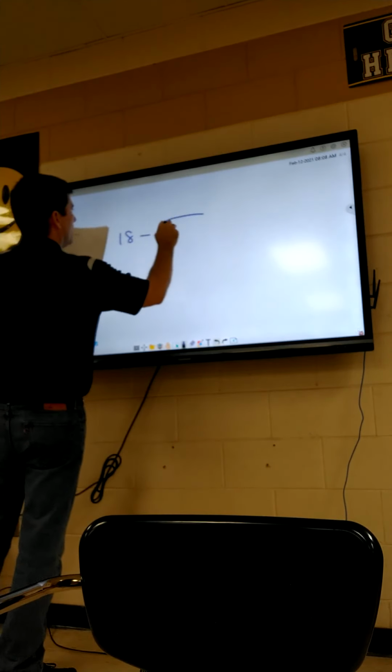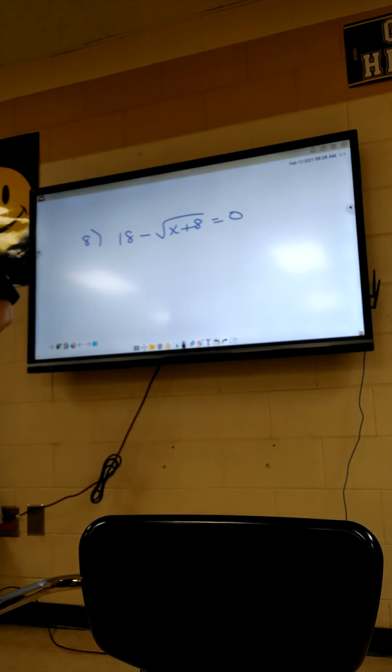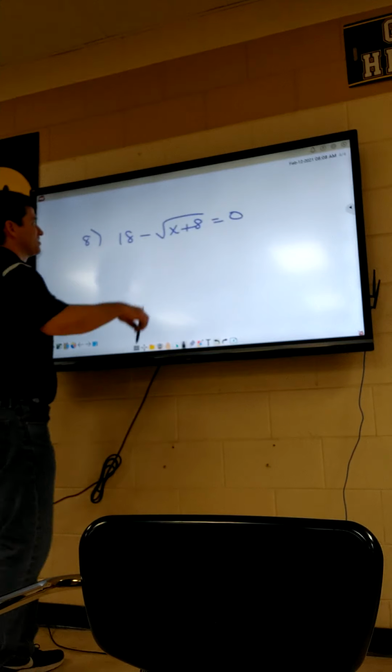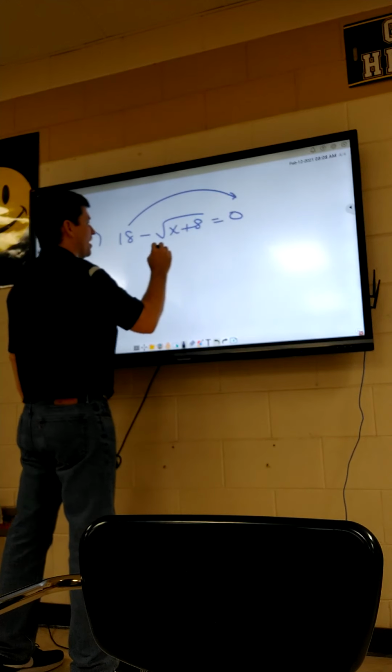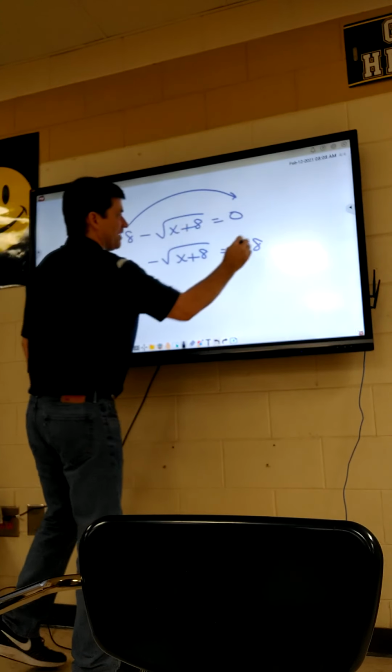18 minus x plus 8 equals 0. All right, what I say on the last problem, you have got to get the root symbol. The square root symbol has got to be by itself before you can square both sides. There's like 3 different ways you can do this. Anybody got a suggestion? You want to subtract 18 over. All right, let's do that. Let's move 18 over here and make it a minus 18. All right, fine, let's do that.